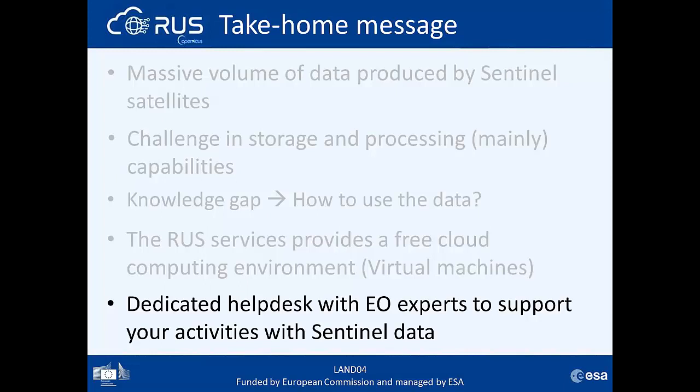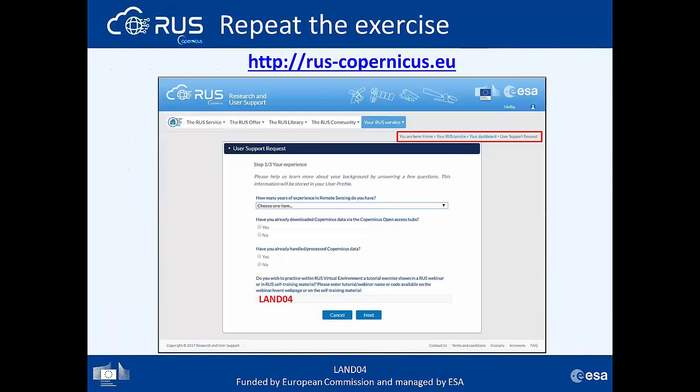So that is all for this webinar. Before moving to the Q&A session, let me tell you again how you can repeat this exercise by your own. If you want to practice the same analysis I've done, or if you want to adapt it to your study area, etc. So the thing you have to do is to go to the rus-copernicus.eu website, register as a RUS user, and then request a new user support service. And during your application, you have to specify, as I showed you before, the training code. So the training code for this webinar is LAND04.